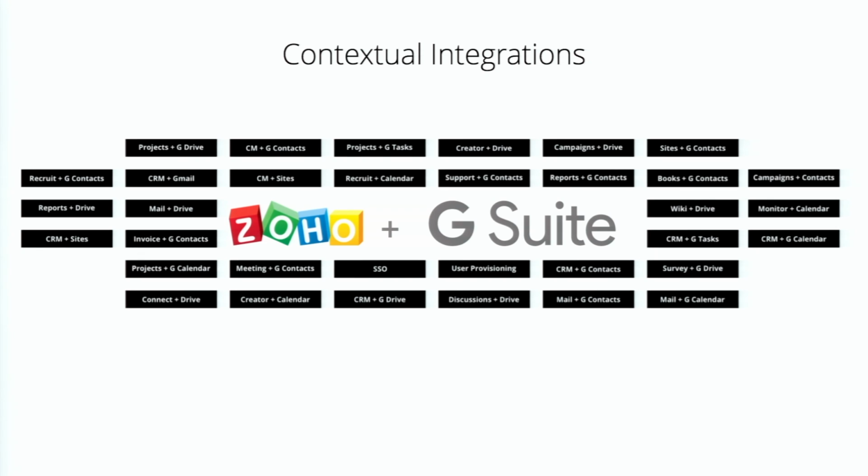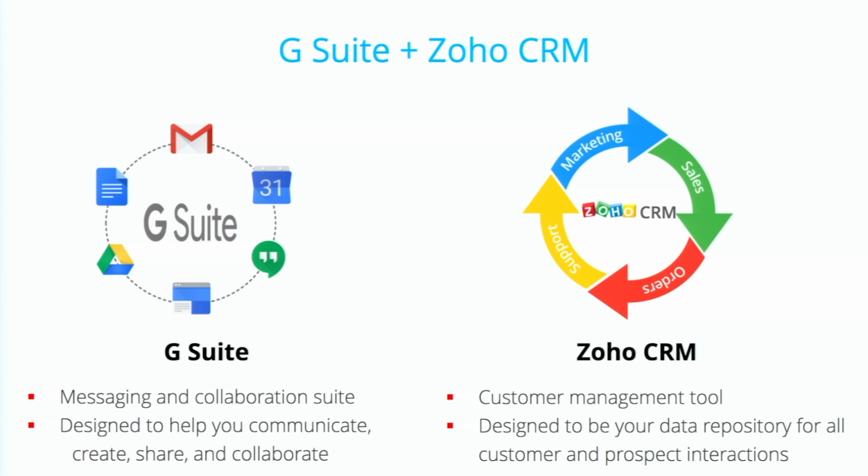So having that contextual information is very valuable, and it actually makes you look like you really know what you're doing. So we provide that for you. As I mentioned, that was just a brief overview of all the different connection pieces between the two. But we're going to specifically spend the next couple of minutes talking about CRM and G Suite.